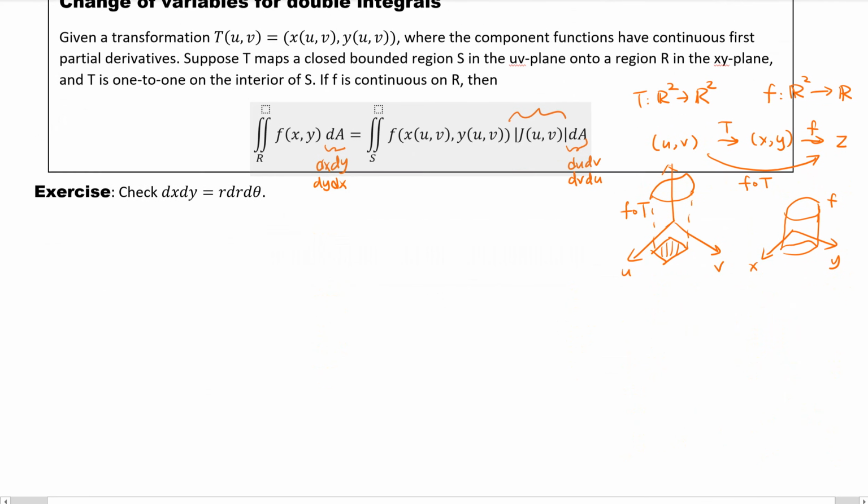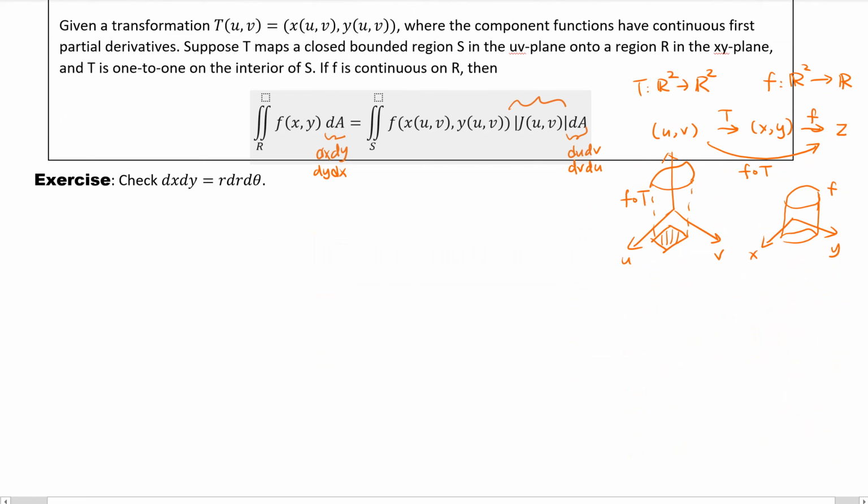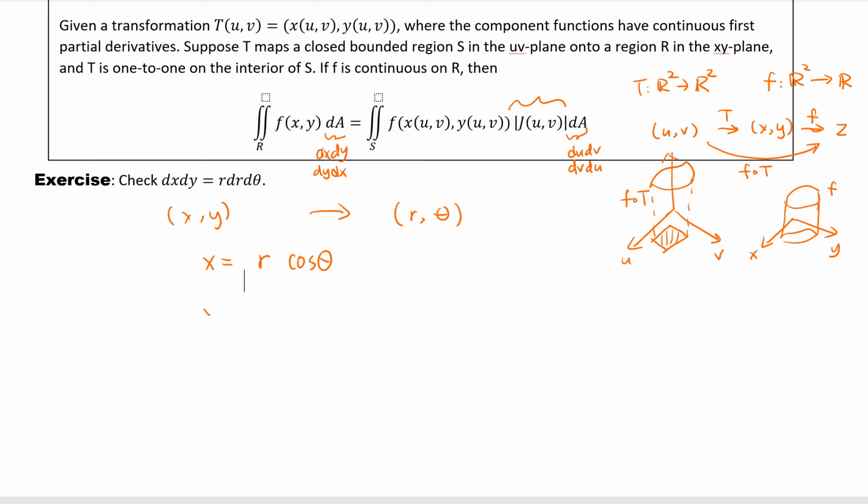With this picture in mind, let's do the following exercise. Let's check dx dy equals r dr d theta. What is it talking about? We have the xy rectangular coordinates, and we want to change to r and theta, that is the polar coordinates. We want to express x and y as functions of r and theta, and we know that x equals r cosine theta, and y equals r sine theta.